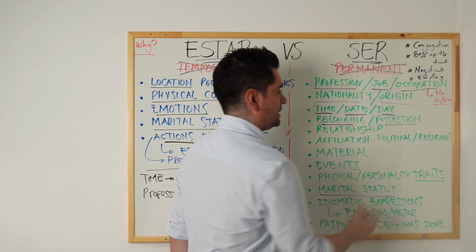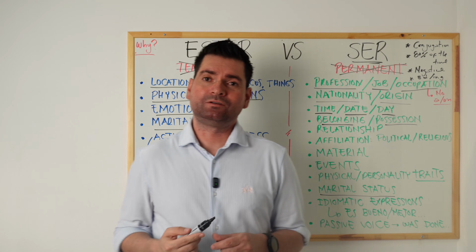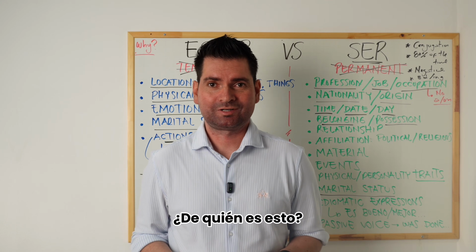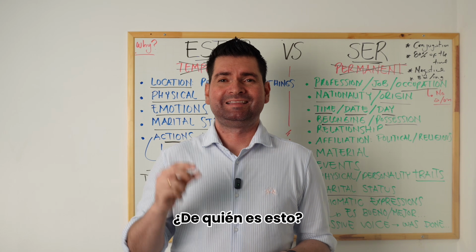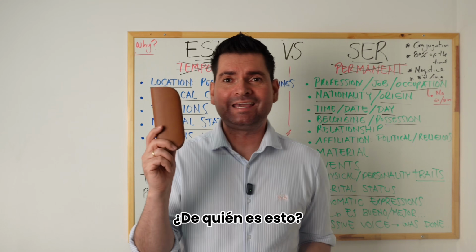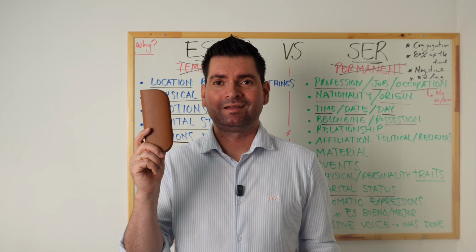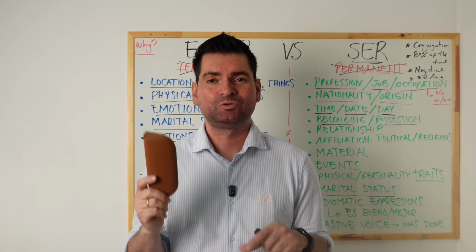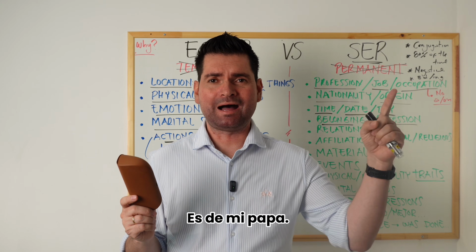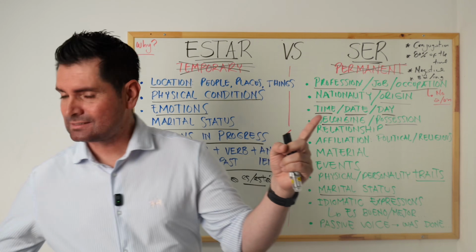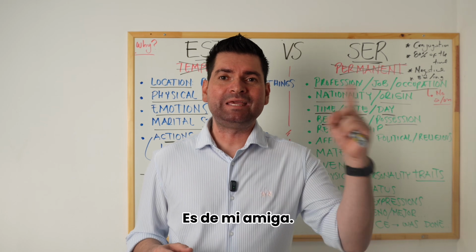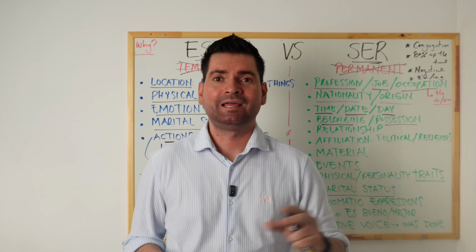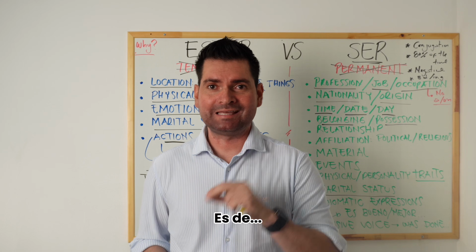Belonging or possessions. The common question to express belonging or possession is, ¿de quién es esto? Whose is this? ¿De quién es esto? Whose is this? Es mío. It's mine. You could also say, es de mi papá. It's my dad's. Es de mi amiga. It's my friend's. Or it belongs to my friends. Es de. Es de.